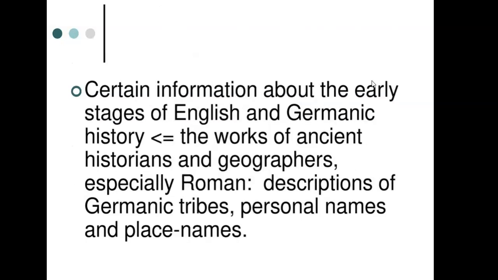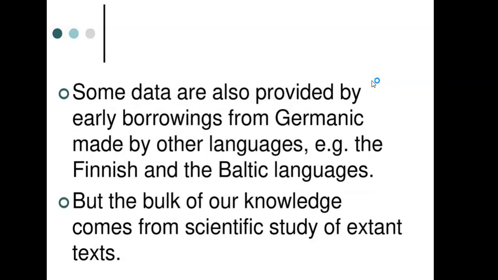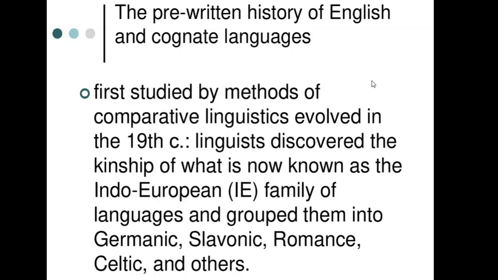Certain information about the early stages of English and Germanic history comes from the works of ancient historians and geographers, especially Roman. Descriptions of Germanic tribes, their personal names and place names also help. Some data is also provided by early borrowings from Germanic made by other languages, for example the Finnish and the Baltic languages. But the bulk of knowledge comes from the scientific study of extant texts.